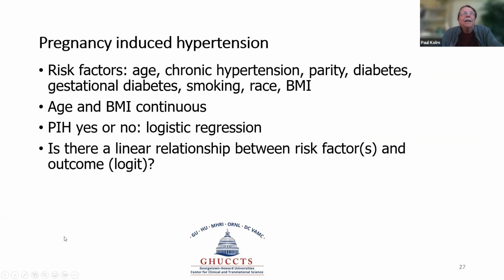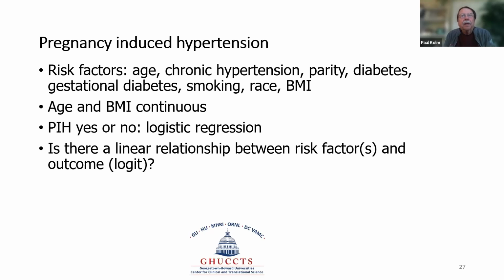There we go. Okay, so the first example I want to look at is a study of pregnancy-induced hypertension, and that's our outcome, which is either yes or no. So we're going to model it with a logistic regression. And so we have a number of risk factors: age, chronic hypertension, parity, diabetes, et cetera. As I mentioned, our outcome is either a yes or no, a dichotomous variable. But we need to ask, is there a linear relationship between the risk factors and the outcome?